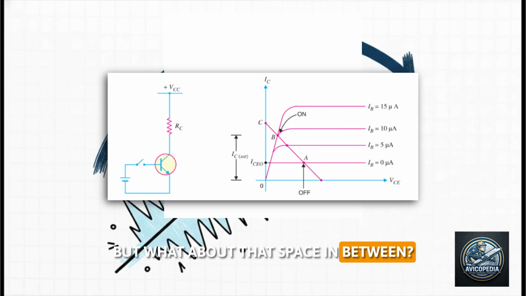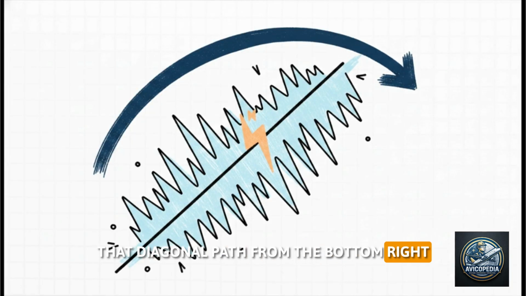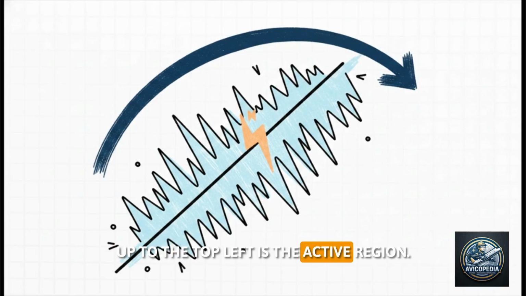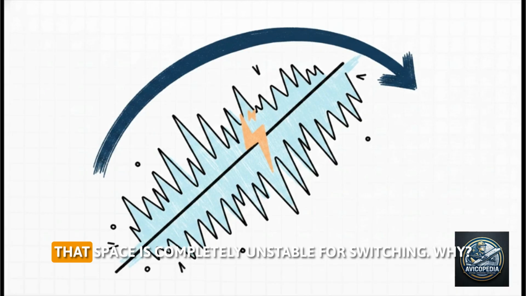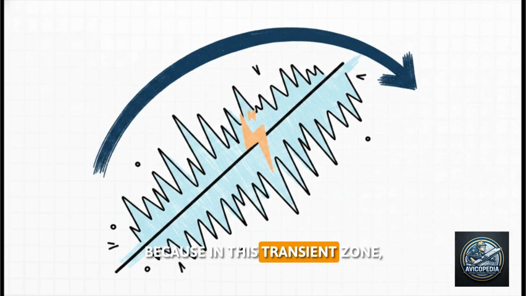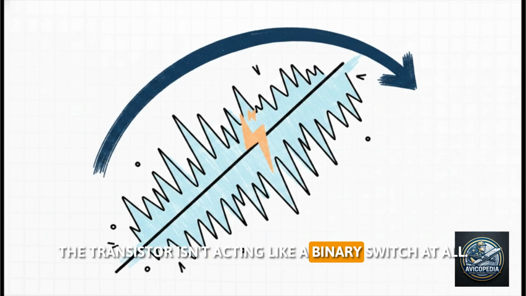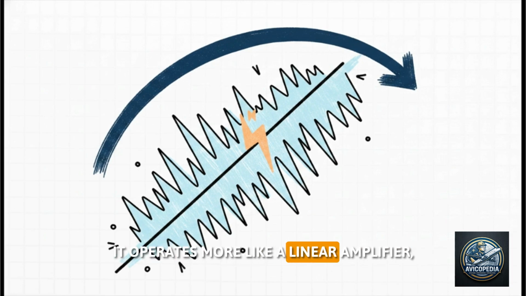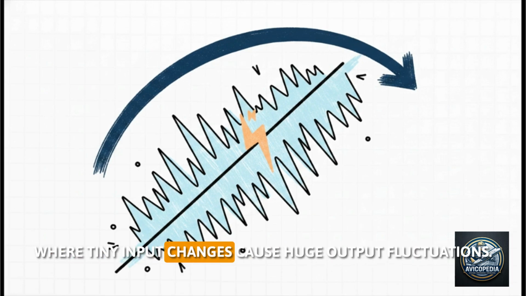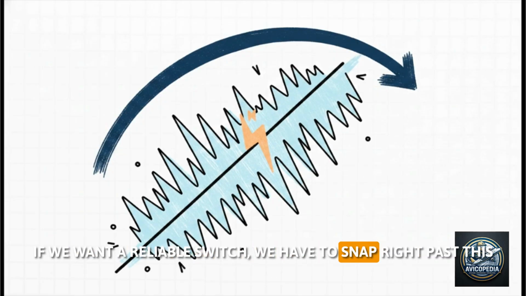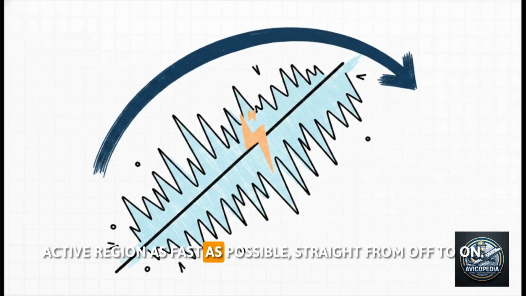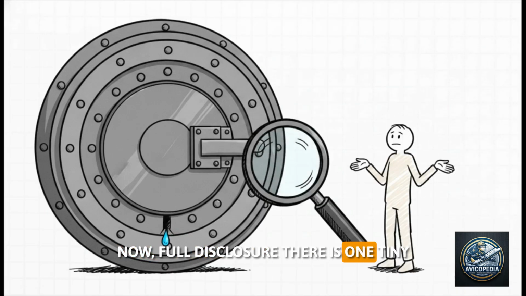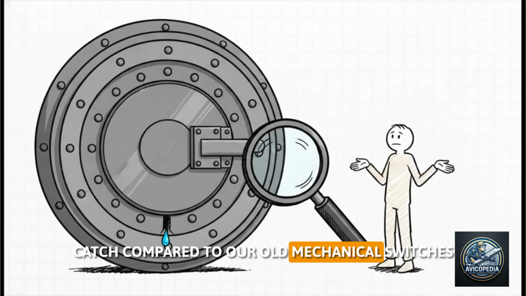But what about that space in between? That diagonal path from the bottom right up to the top left is the active region. And here's the crucial thing. That space is completely unstable for switching. Why? Because in this transient zone, the transistor isn't acting like a binary switch at all. It operates more like a linear amplifier, where tiny input changes cause huge output fluctuations. If we want a reliable switch, we have to snap right past this active region as fast as possible, straight from off to on.